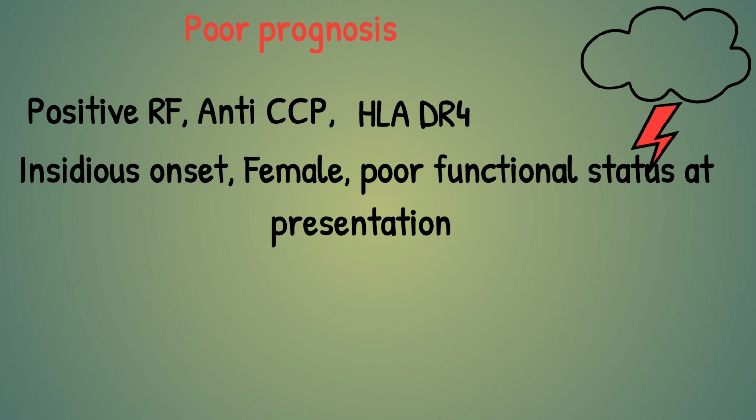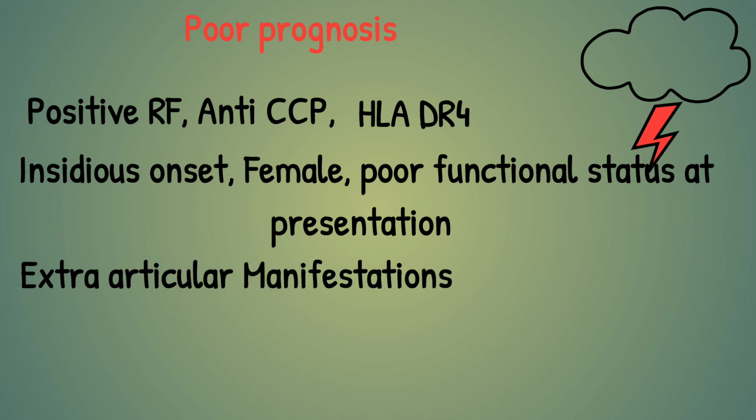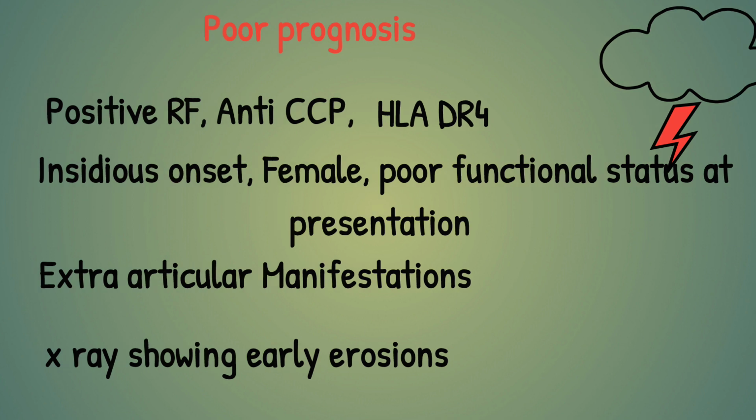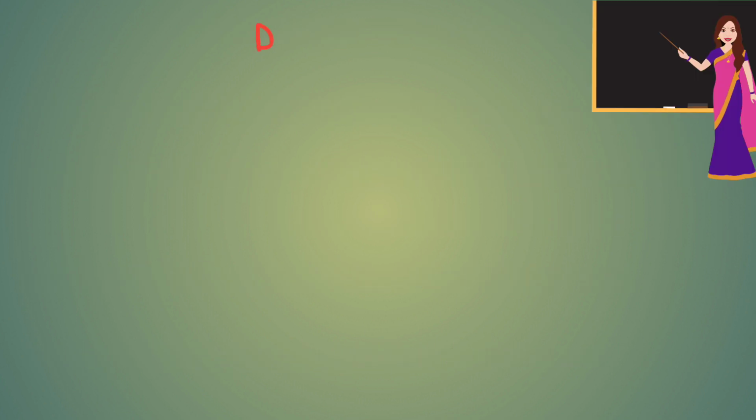Then insidious onset of disease, female sex, poor functional status at presentation. So this you can detect from the biodata, examination, and history. Then the extra-articular manifestations we discussed earlier carry poor prognosis, and X-ray showing early erosion. Erosions are usually a late finding, but if there are early erosions, it carries poor prognosis.